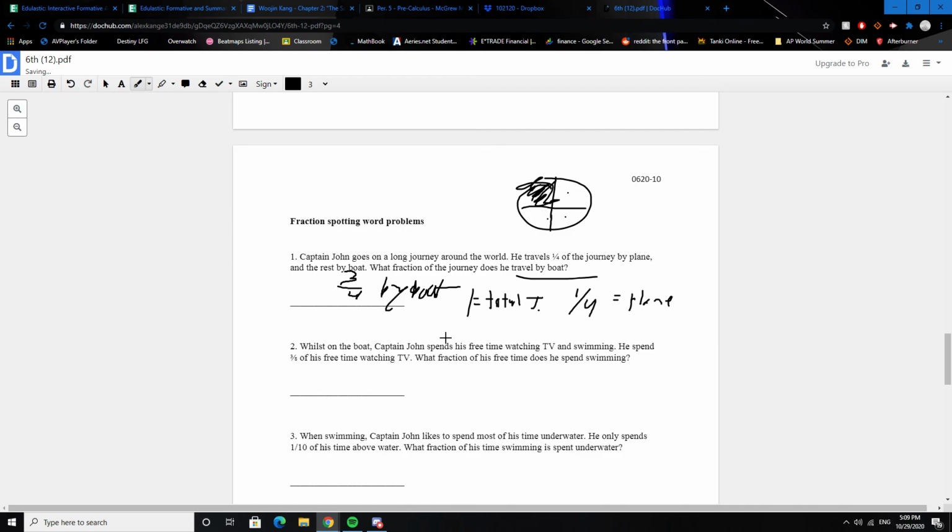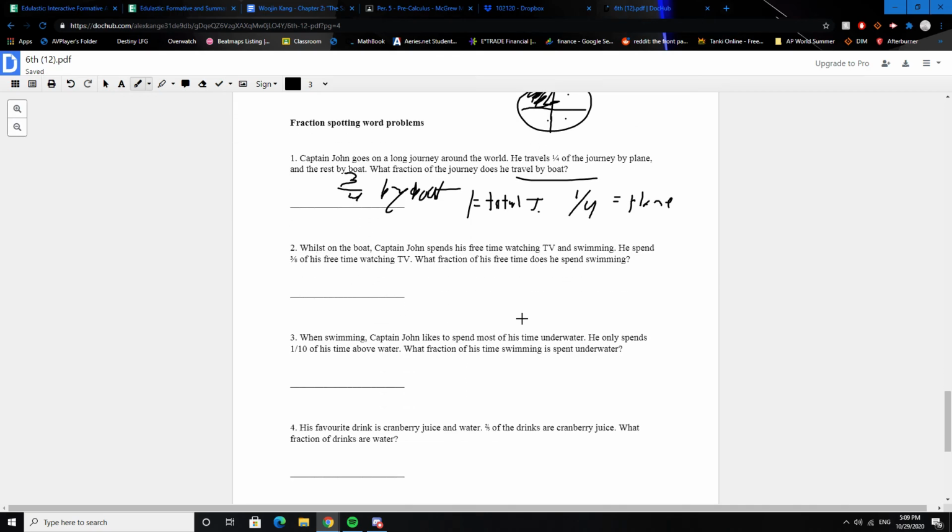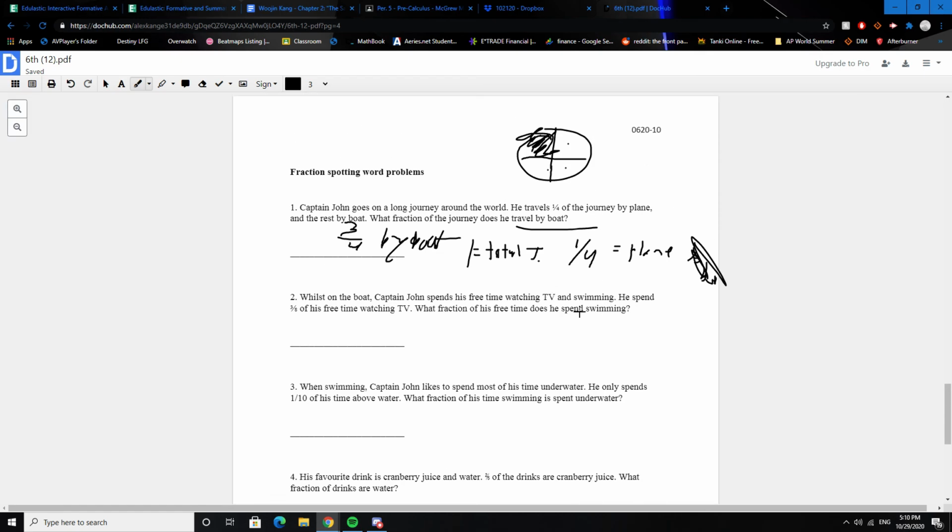So honestly, the way you do these is you want to figure out the information they give you, and I like to write it down and be like, okay, so this is this. So 1/4 is by plane, 1 is the total journey, and X is boat. This part's not that necessary if you're not going to use an equation, but you want to just write down the given information, and then figure out what they're asking for, and then figure out how to get it.